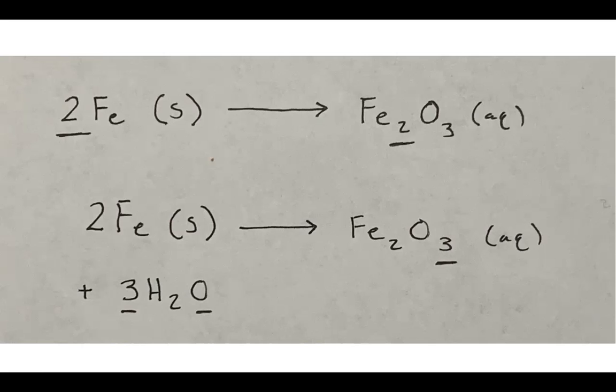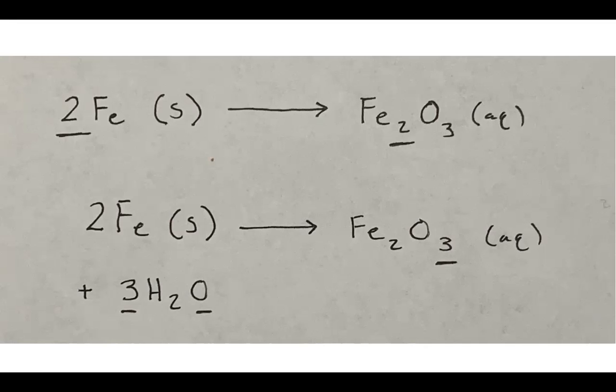So 2 iron solid goes to iron(III) oxide. Okay, so now my irons are balanced. Once I have those balanced, my next step is to balance oxygen. And how do we balance oxygen? We add water. So we have no oxygen on the reactant side. We have 3 on the product side, indicating to me that we need to add 3 molecules of water onto the reactant side in order for oxygen to be balanced.